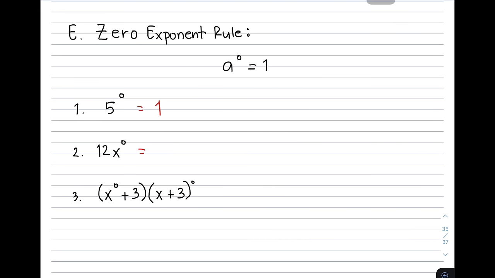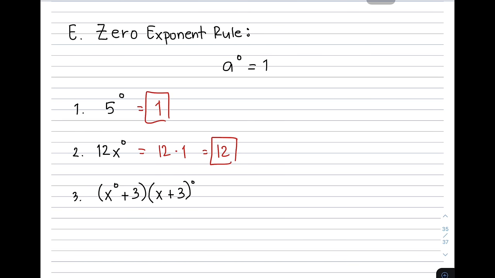For number 2, we have 12 x raised to 0. As you can see, yung x natin ay merong 0. So that will become 12 times 1. Kasi itong x raised to 0 natin is equivalent to 1. Tandaan na, yung 12 natin is hindi siya kasama sa merong exponent na 0. That's why hindi siya magiging 1. So we have here 12 times 1, and simplifying this, this will give you 12. This is the answer for item number 2.